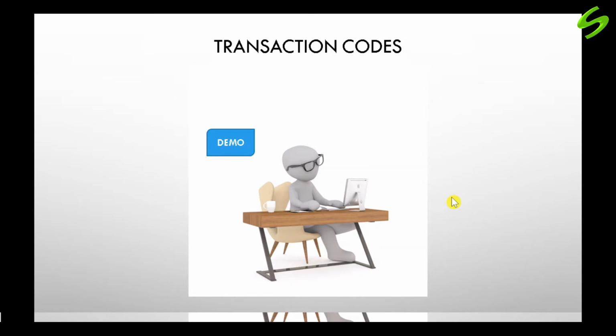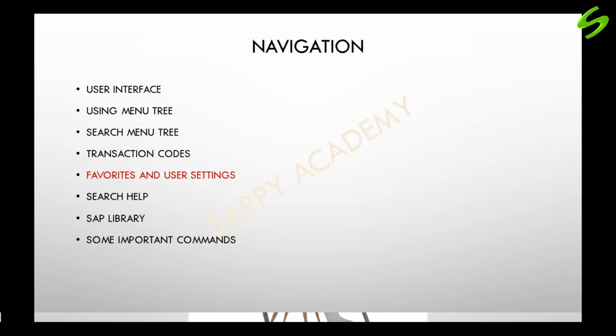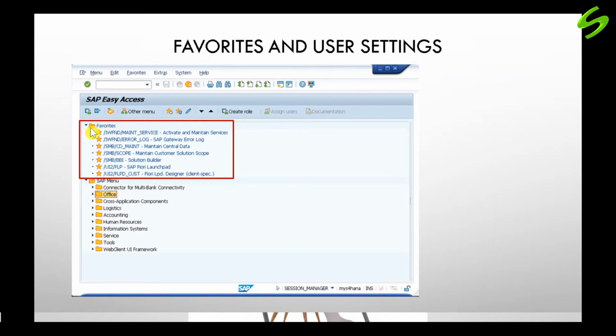Let's move on to the next section, favorites and user settings. As you can see on the easy access screen, on top of the SAP menu, you will see favorites. And in favorites, you see there are a lot of favorites already added. It is very useful to add favorites if you want to quickly run a transaction code. There may be some transaction codes which we may not remember, so it's better to add it to favorites instead of going to the SAP menu, drilling down and reaching the transaction code.